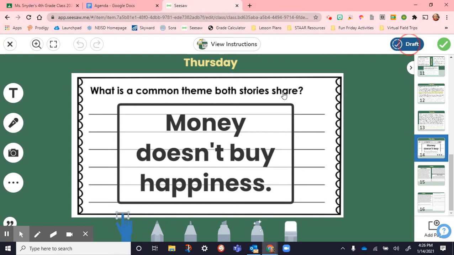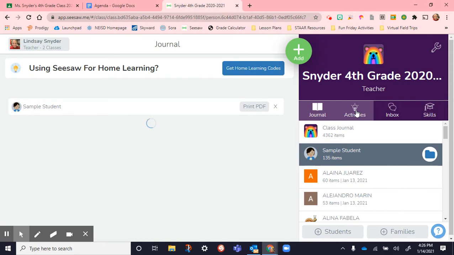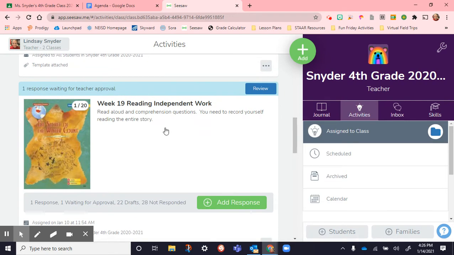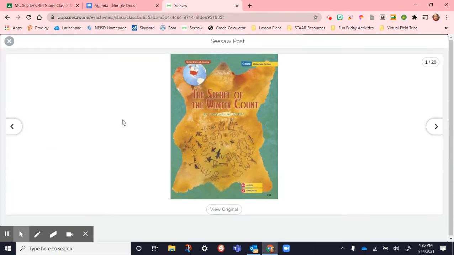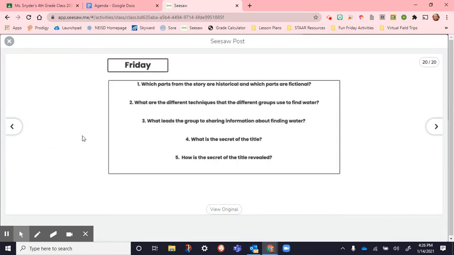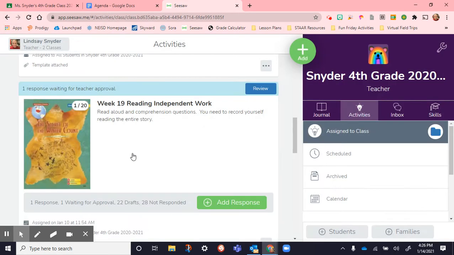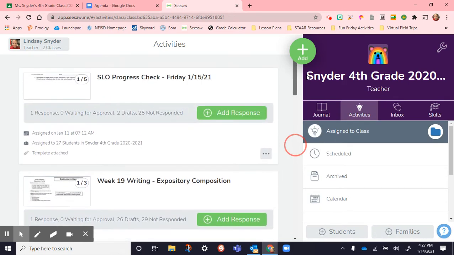So we drafted that, and then students worked on their independent work. So for their reading independent work, they have the read aloud. They should be finished with chapter 4 by today, and then they can go ahead and do the questions. Some of them started on the questions, but I have that assigned for tomorrow. So this last page for Friday we'll do tomorrow, but the reading and recording should have been finished today. So that's that. And then same thing, eSpark when they're done.